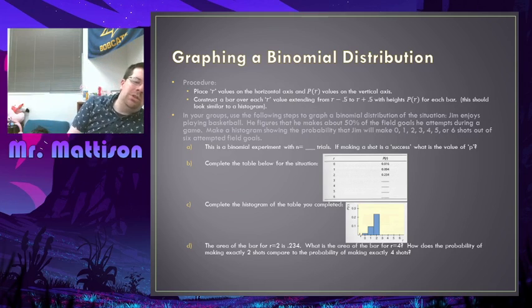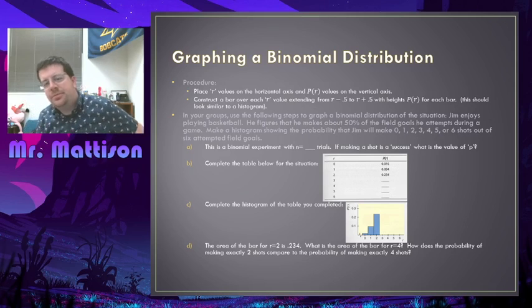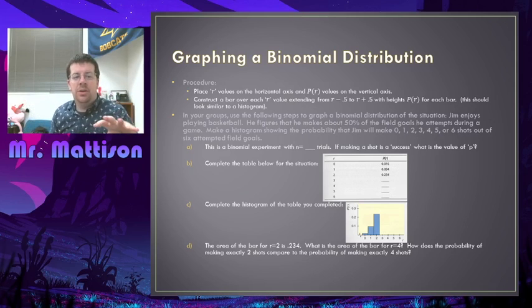So what we do is we extend every r value half a unit lower, half a unit higher, and that gives us our width for each bar. And then the height is going to be the probability of that particular outcome happening. So it ends up looking a bit like a histogram, and we use it in a very similar way, which is why we try to make it look like one of those.